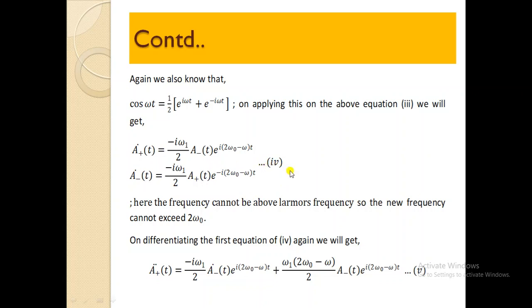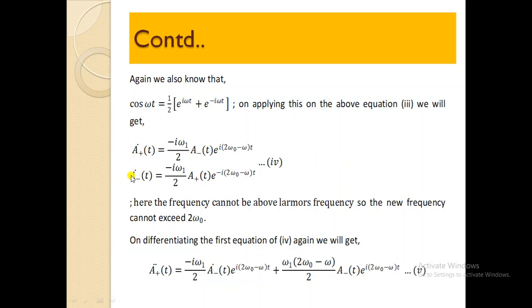So equation three will take this form. Here the frequency cannot be above the Larmor precession frequency, so the new frequency cannot exceed 2ω0. So the equation has taken this form. Now again, for finding a_minus(t) and a_plus(t), we will differentiate both.